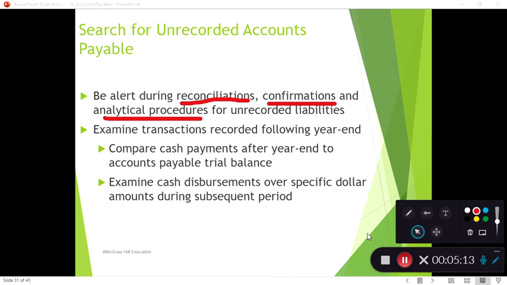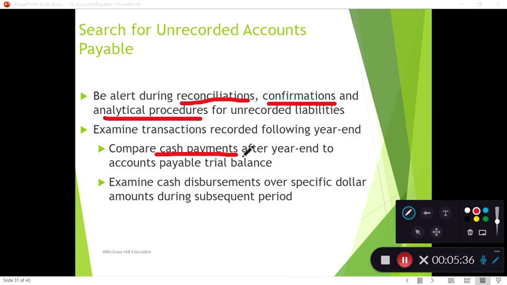Right, so maybe the amount of inventory has been relatively steady, but all of a sudden there was a decrease in accounts payable, or the amount of sales was steady, but the accounts payable went down. That'd be an example of an analytical procedure. Some of the things we're going to look for, right?